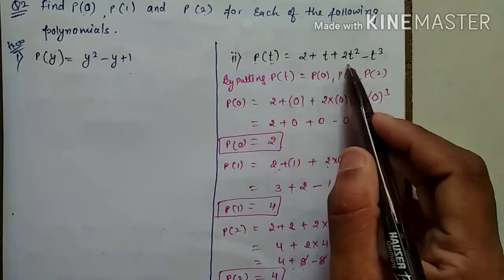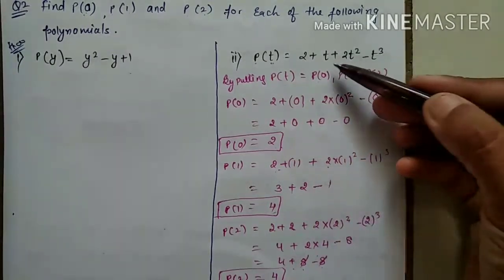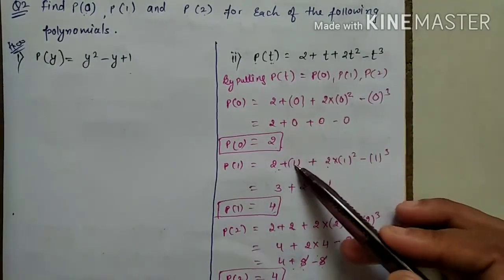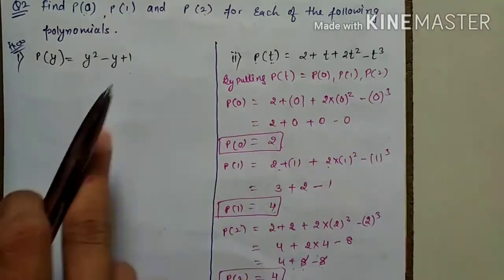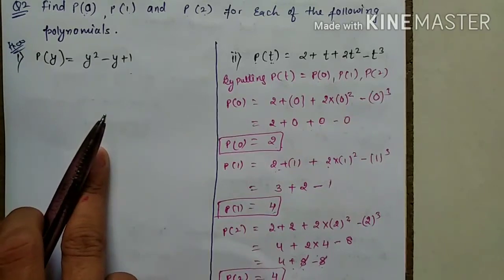The equation is 2 plus t plus 2t square minus t cube. On the place of t I put first 0, then I put 1, then I put 2. So it is very easy to solve. Try this question the same way. Okay. I will give you the solution in the next video, but try.